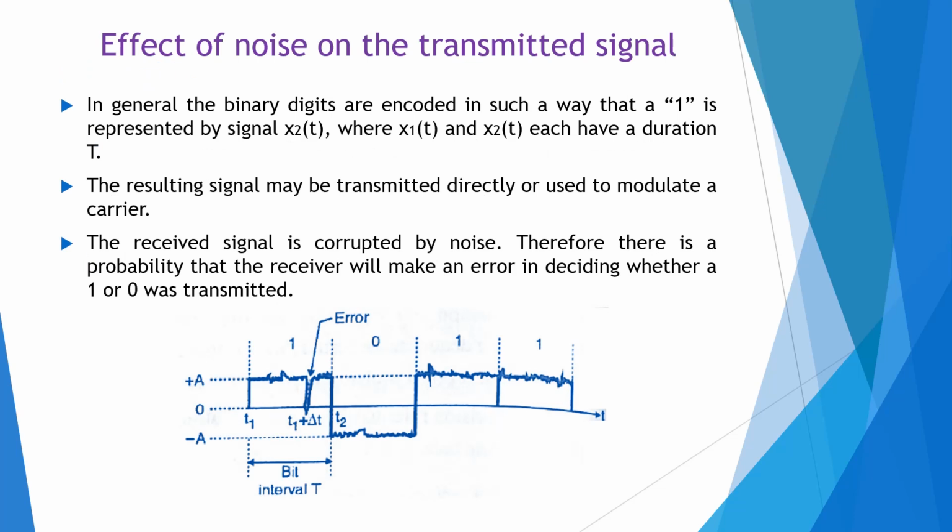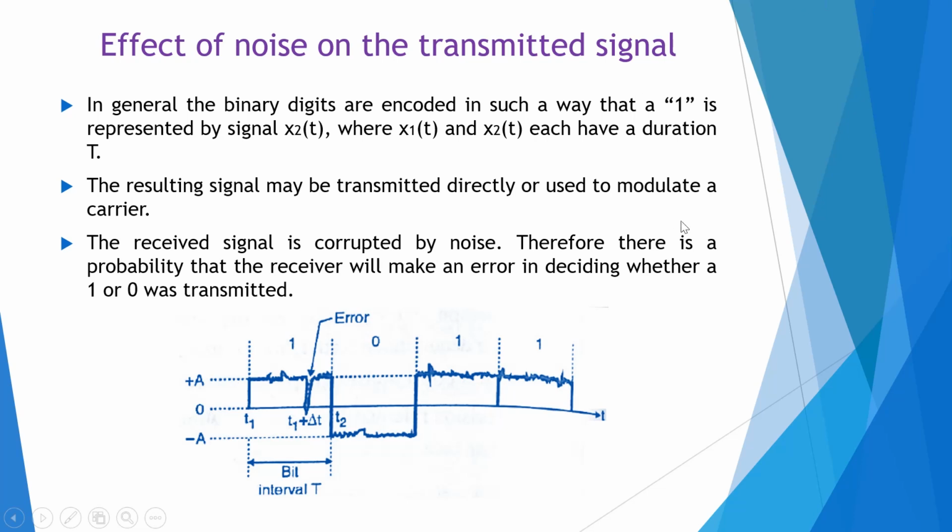Effect of noise on the transmitted signal. In general, the binary digits are encoded in such a way that a 1 is represented by a signal x2 of t, where x1 of t and x2 of t each have a duration T. The resulting signal may be transmitted directly or used to modulate a carrier. A received signal is corrupted by noise. Therefore, there is a probability that the receiver will make an error in deciding whether a 1 or 0 was transmitted.